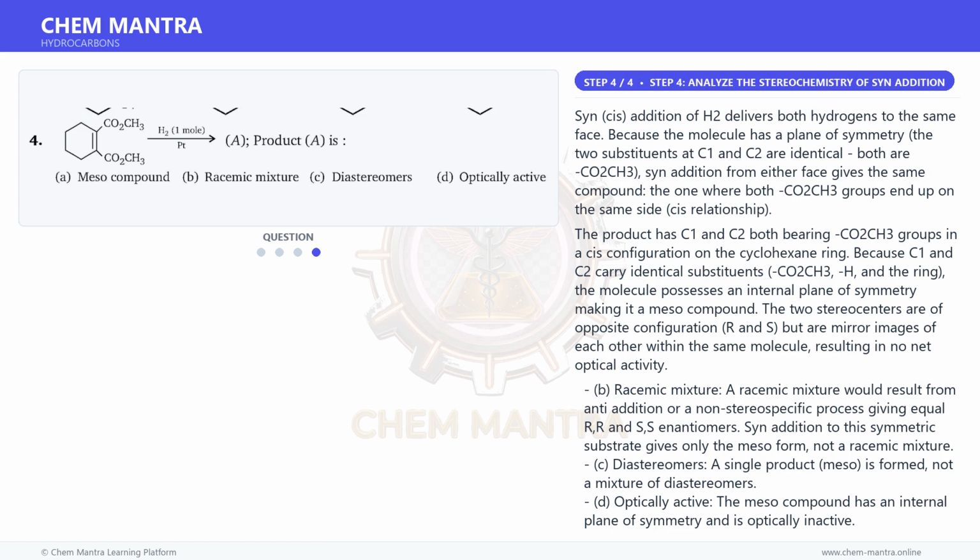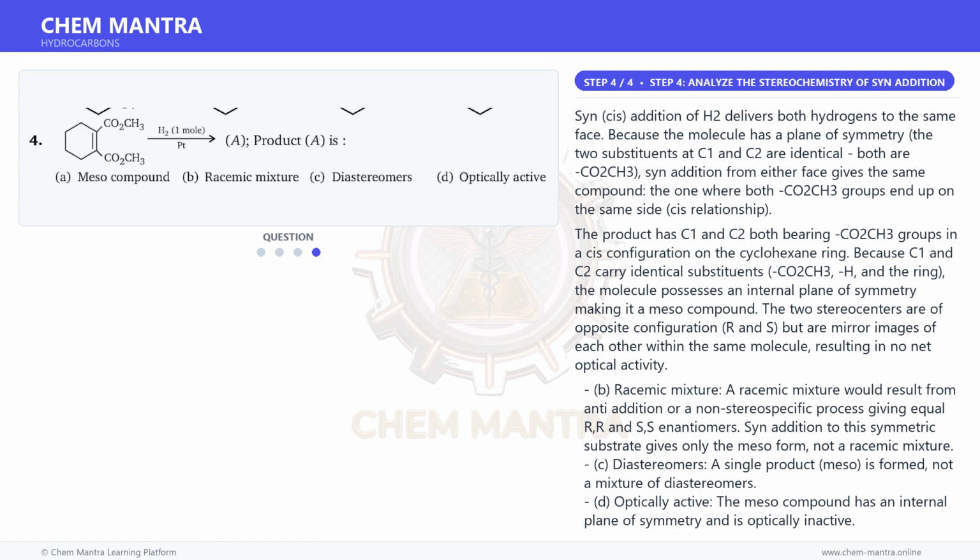Because C1 and C2 carry identical substituents, CO2CH3, H, and the ring, the molecule possesses an internal plane of symmetry, making it a meso compound. The two stereocenters are of opposite configuration, R and S, but are mirror images of each other within the same molecule, resulting in no net optical activity.